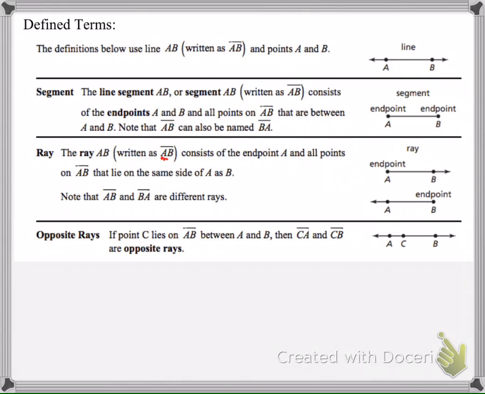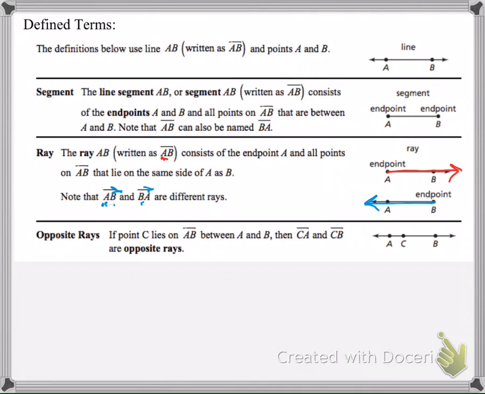Depending on which endpoint you name first, like here, if I have ray AB, that means I'm going to start here at A and go in the direction of B. That's that ray. But if we say ray BA, that's actually a completely different ray, because that ray starts at B and goes in the direction of A. So you always list the endpoint first, and then the arrow on that ray symbol is always on the right side. This arrow doesn't really denote which direction it's heading. Really, which point you put first or second gives you the idea of which direction it's heading.